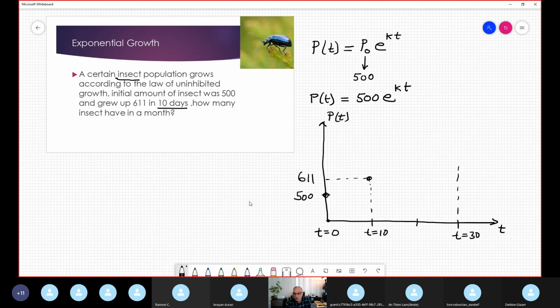And I need to find, 30 days: how many insects do we have? Maybe like that, because it's exponential, and exponential increases too fast. Okay, so look, this is condition 0, because that's at t equals 0. And this is condition 1. Condition 1 helps me to find the k value. It's not giving k directly, but I can find it. And condition 2 is the last condition: I know the time, 30 days, and I need to find the population.